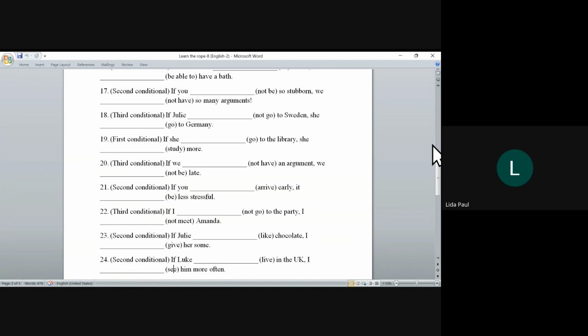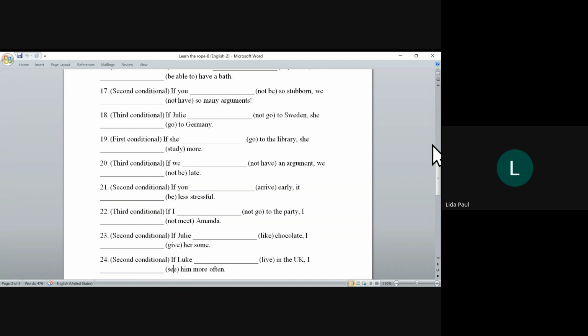21st one would be second conditional. So this means we're going to present an unreal conditional or unreal situation. If you dash arrive early, it dash be less stressful. So here usually the first part is going to be in simple past tense, followed by the would plus the bare form of the verb. So if you arrived early, it would be less stressful, right? That would be the second conditional form for that sentence.